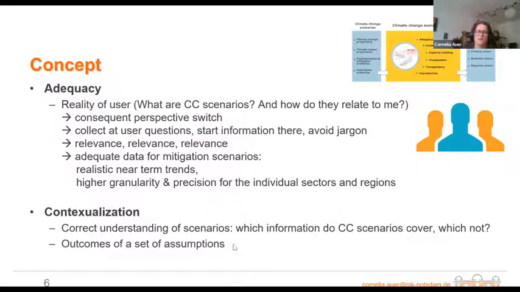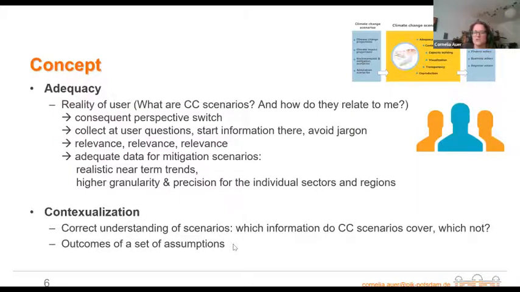For example, in the case of mitigation scenarios, that there are realistic near-term trends that can be used and can be trusted, or that there is a higher granularity and precision for the individual sectors and regions. And like this, if the data is more adequate, then automatically it also becomes more useful to the stakeholders. And contextualization is something that we also see as a very central aspect, meaning that the service needs to provide the information so that scenarios are correctly understood and used.